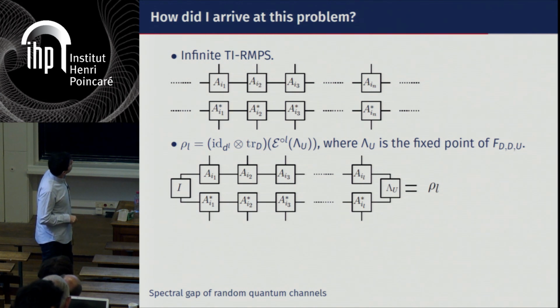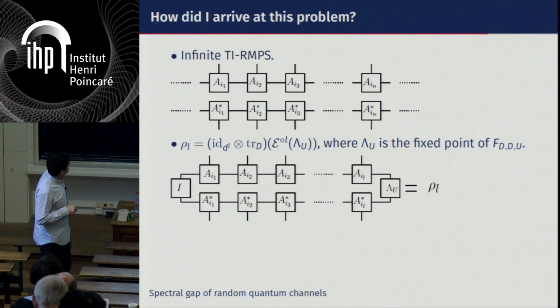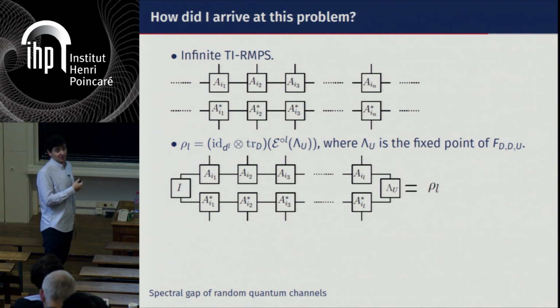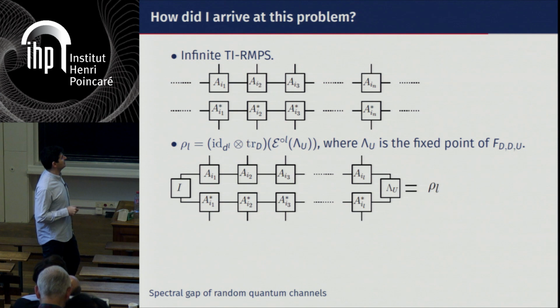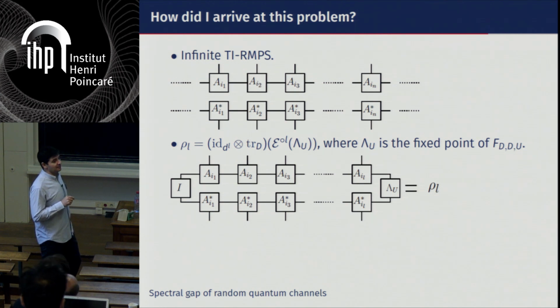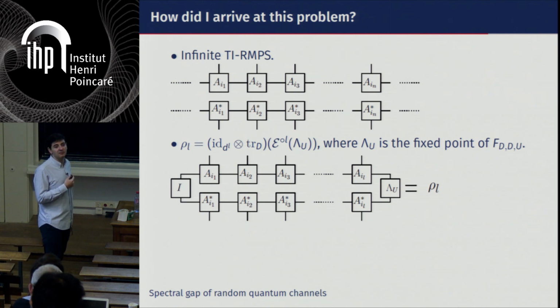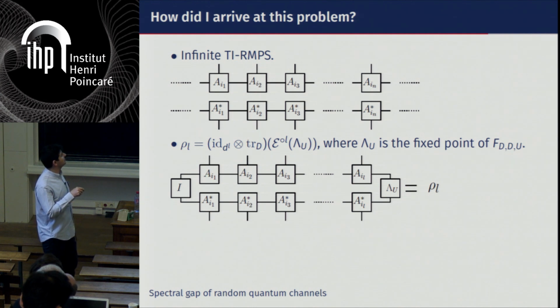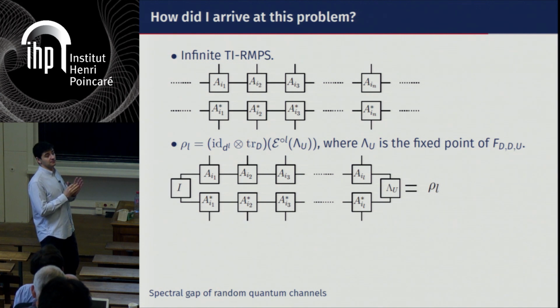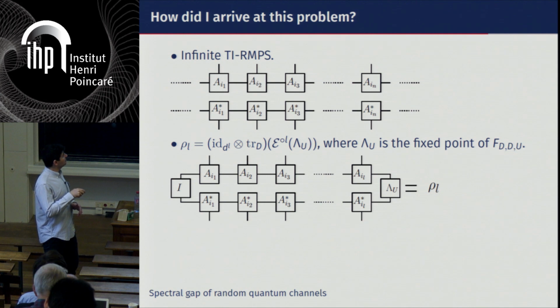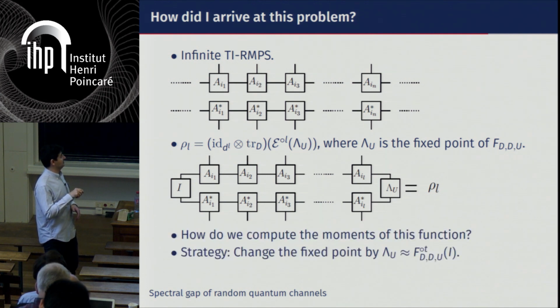This was a problem in the previous paper. We would have liked to do that, but we didn't know how. The point was that this lambda u depends on the channel itself, so I don't know how to compute the moments here. Now I know that lambda u is the only fixed point, and that it is uniformly bounded over all the unitary matrices away from the second largest eigenvalue in modulus. So instead of lambda u, I can substitute some repetitions of the channel applied to the identity.